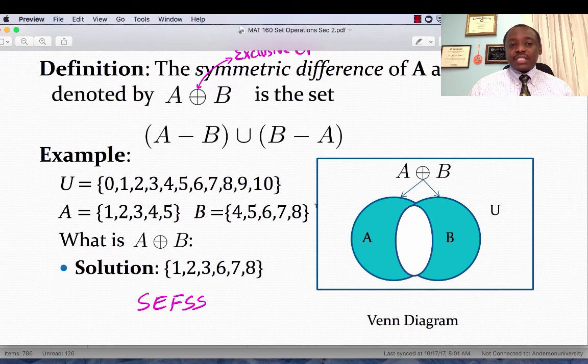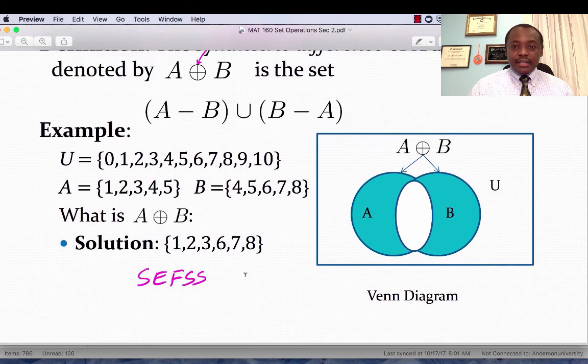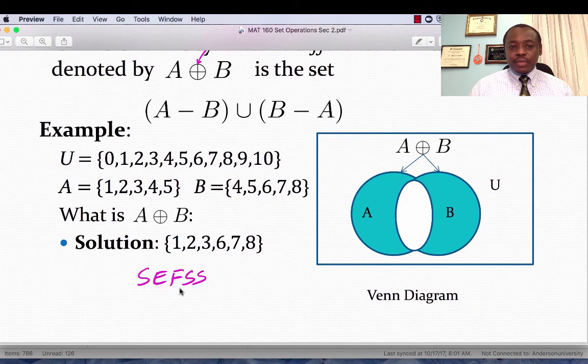Example, that's a universal set. That is A, that is B. Go ahead and compute A symmetric difference B, or A exclusive or B. That should give you 1, 2, 3, 6, 7, 8. And the details of this solution will be left as a SIFs, simple exercise for serious students.